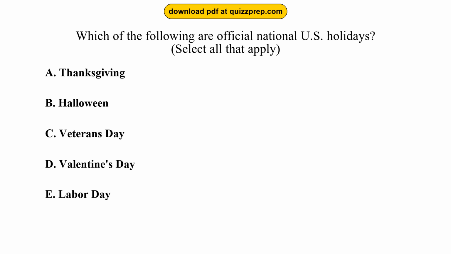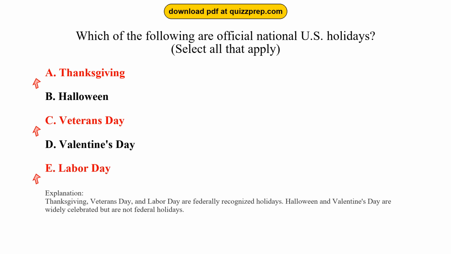Question 14. Which of the following are official national U.S. holidays? Option A, Thanksgiving. Option B, Halloween. Option C, Veterans Day. Option D, Valentine's Day. Option E, Labor Day. The correct answers are options A and C and E. Thanksgiving, Veterans Day, Labor Day.